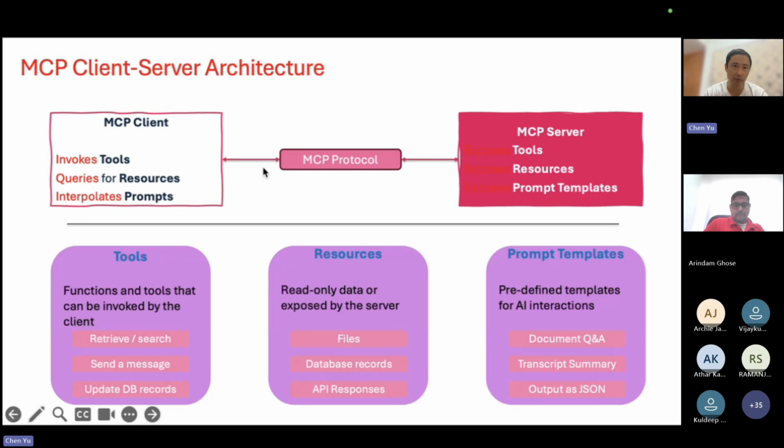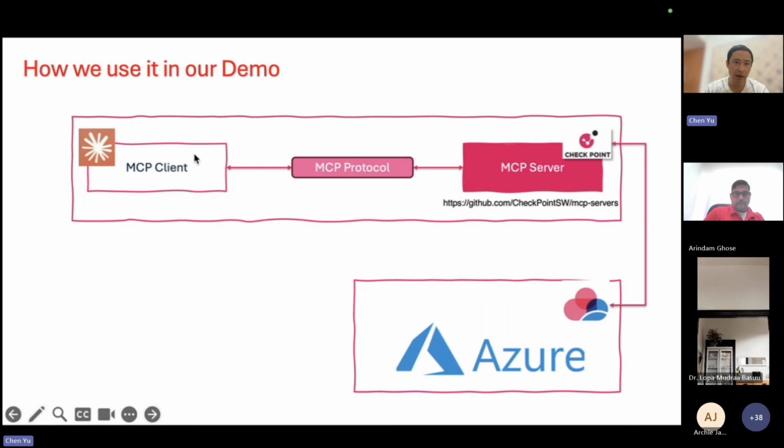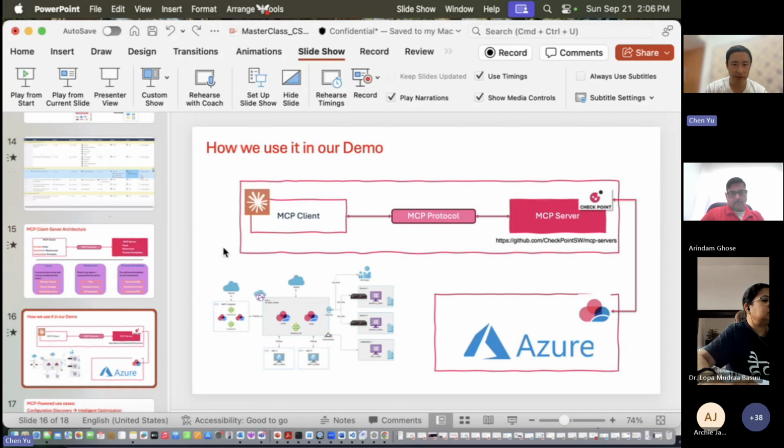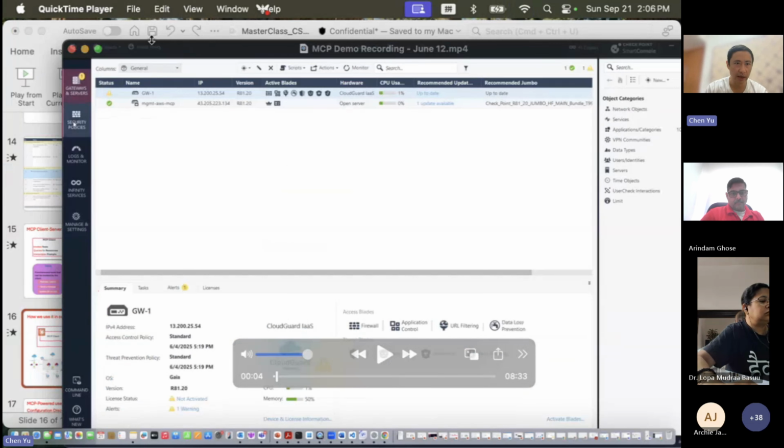But in my demo, I have a client, which can be some chat client. I'm using Claude in this demo. Then I have my MCP server in the middle, and I integrate with the Checkpoint management server to manage my firewalls deployed in Azure. So I can just ask questions from an open source or a free chatbot, for example ChatGPT or some other chat.